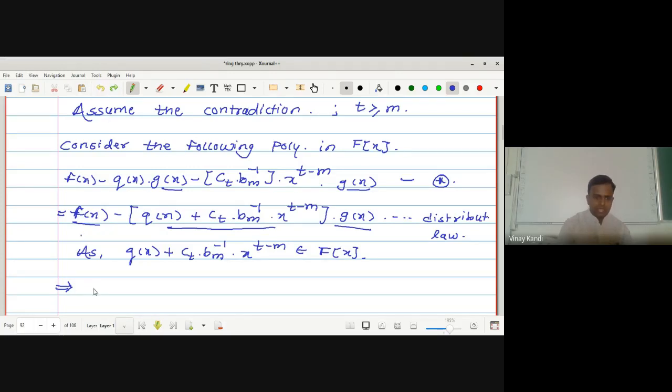Hence this f(x), meaning what is its value? This one: minus q of x into g of x minus ct into bm inverse into x raised to t minus m into g of x. This is the element of S. Any doubt?